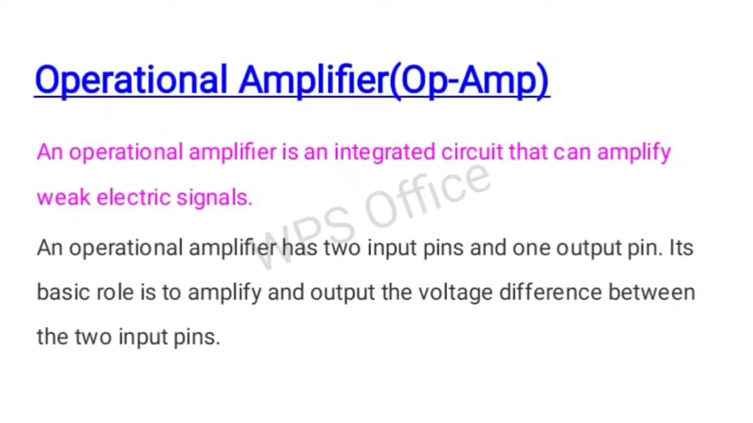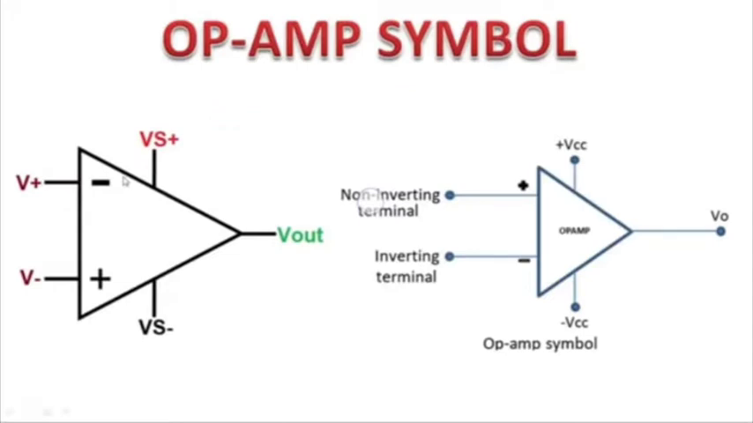Now I want to tell you about op-amp parameters. An op-amp is an integrated circuit that can amplify weak electrical signals. An operational amplifier has two input pins and one output pin. It basically amplifies the voltage difference between the two input pins, and these are the op-amp symbols: one is the non-inverting terminal and the other is the inverting terminal.